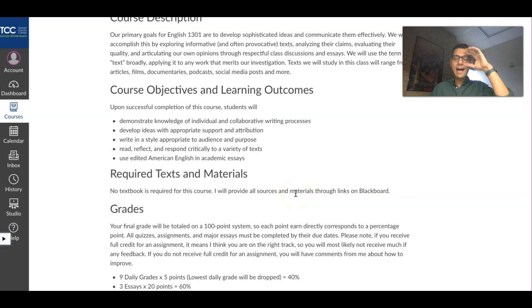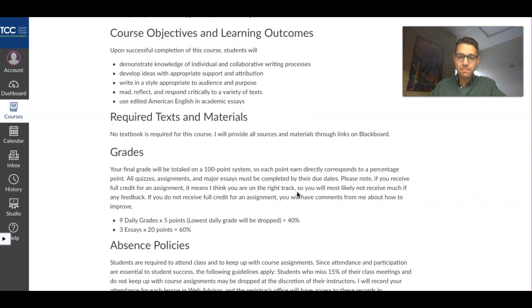Okay, for grades, I try to make my grading system as simple as possible. It's going to be total on a 100-point system. So every point that you earn in this class is going to directly correspond to your overall average. So 1 point equals 1 percentage that's going to work toward your overall goal, whether that's an A or a B, whatever it may be. Okay? So all quizzes, assignments, and major essays must be completed by their due dates.